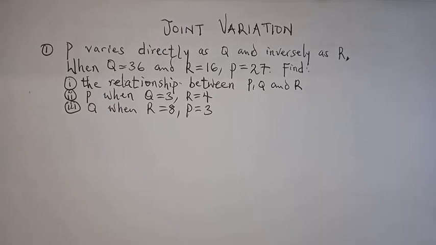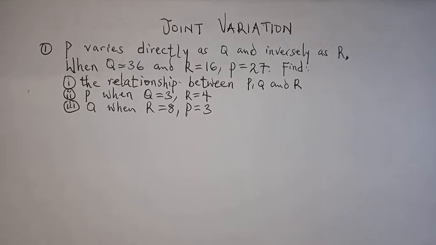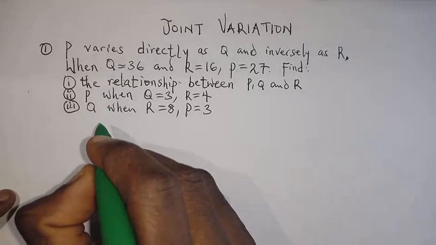Hi guys, in continuation of our series on variation, today I'm going to be looking at joint variation. So let's quickly take this example so you get to understand joint variation. The question says P varies directly as Q and inversely as R. So the first thing to do is to try to write out what that statement means.